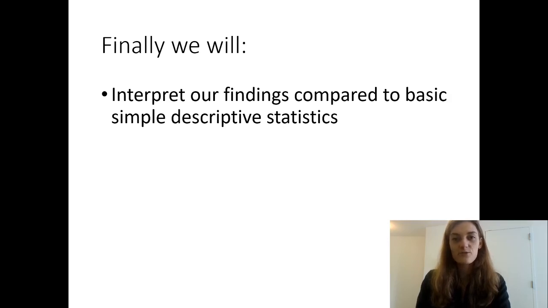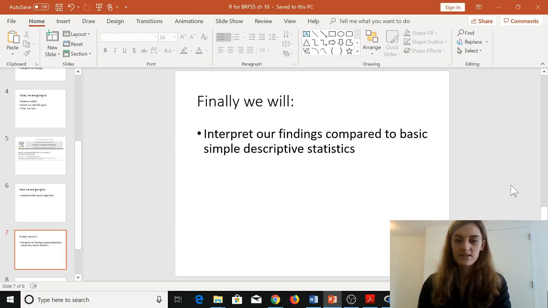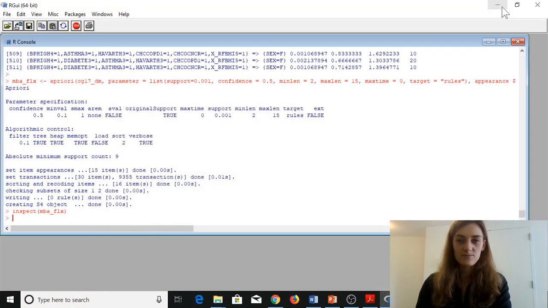In the first video, we read our article and subset and cleaned our data file. Then we did some data analysis using the apriori algorithm. Finally, we're going to interpret our findings compared to some basic simple descriptive statistics. I have not closed my R session over these three videos, so I have everything already on my R console. All of our data files are there. The results from our apriori algorithms are all right here.